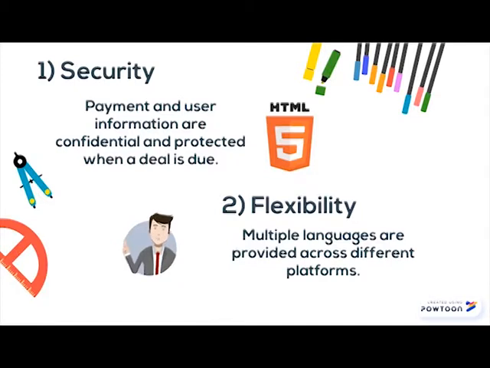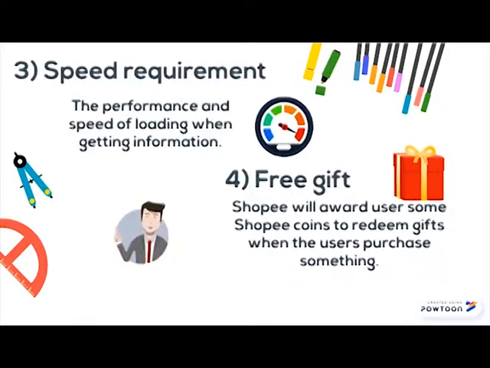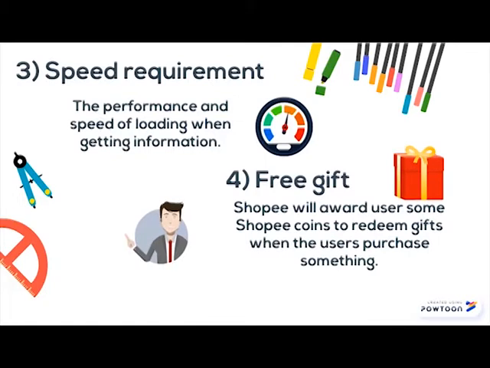As for the first one, security means that payment and user information are confidential and protected when a deal is done. And the second one, flexibility, means that multiple languages are provided across different platforms of Shopee. And the third one is speed requirements, which concerns the performance and the speed of loading when getting information on Shopee. And the fourth one is the free gift. Shopee will award users some Shopee coins to redeem gifts when the user purchases something.